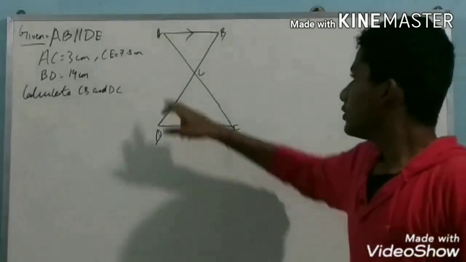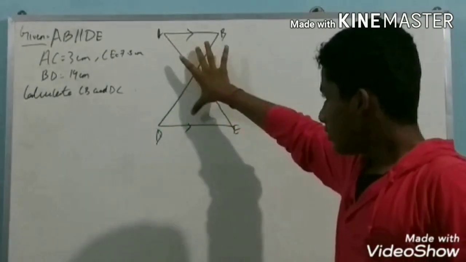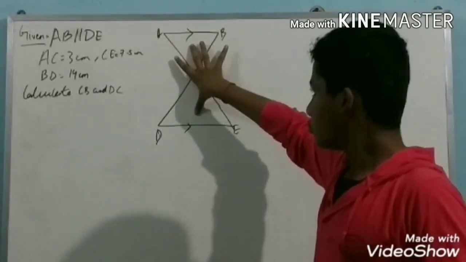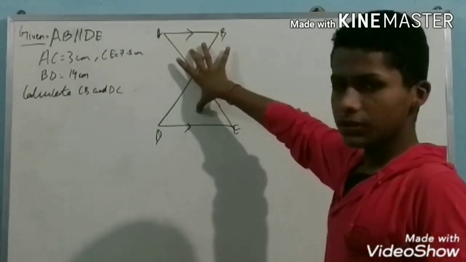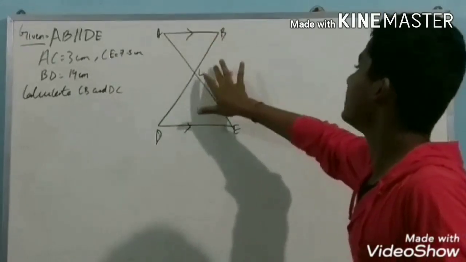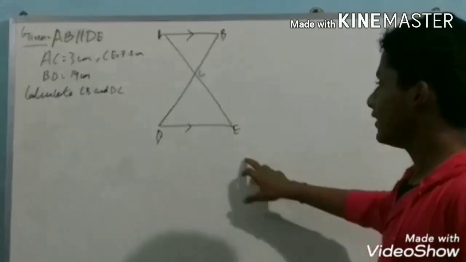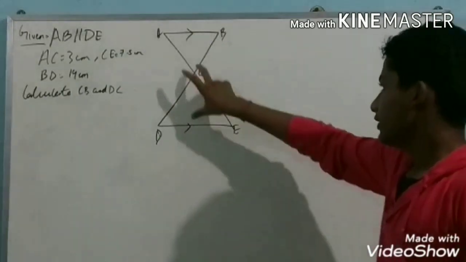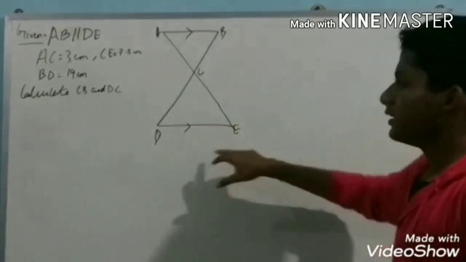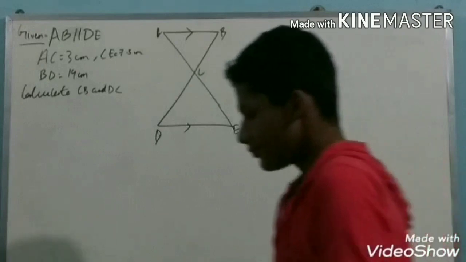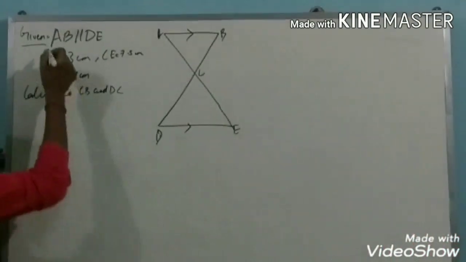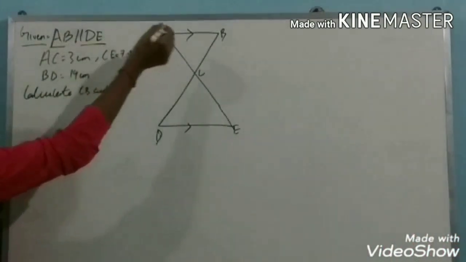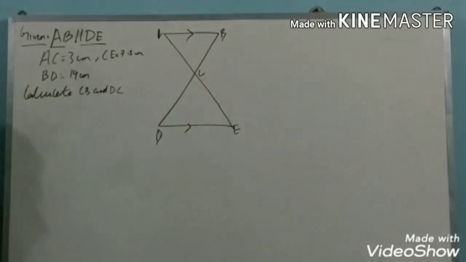As you can see, there are two triangles present in this figure: triangle ABC and another triangle CDE. Here it is given that AB is parallel to DE.